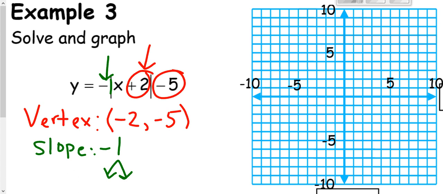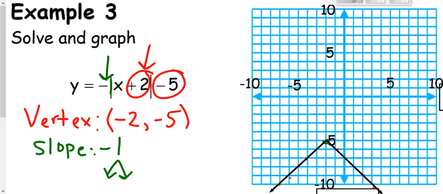We're going to go plot the vertex. I'm going to go to -2, -5. It's right there. And then our slope is -1, so I'm going to go down 1 over 1 in both directions. Okay? Down 1 over 1, both directions. Just like that. Okay? And then we put our lines like that, and we have our function. Remember that there are arrows on each end of these rays because they do go on to infinity in both directions there.